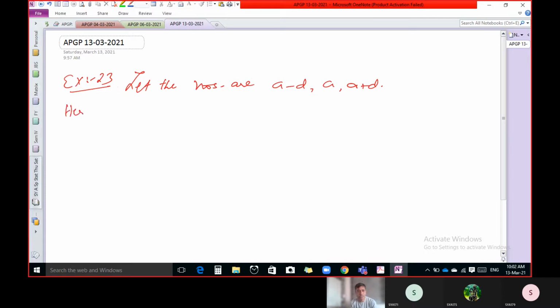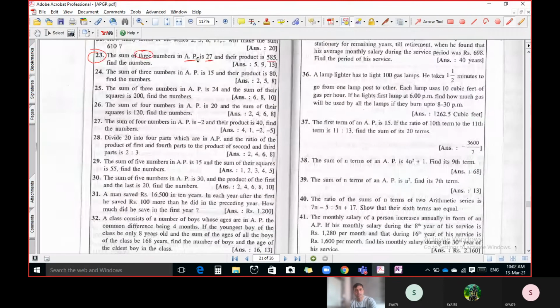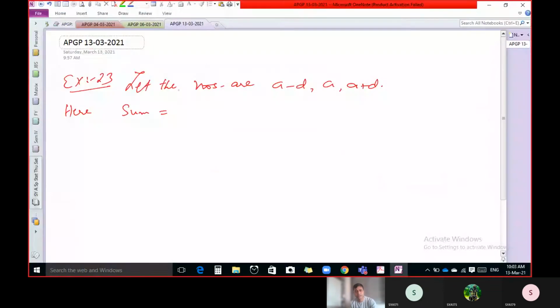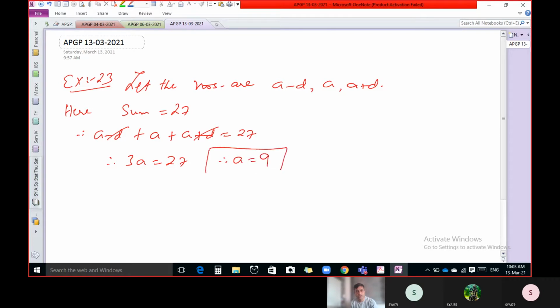Here the sum is given, 27. Therefore a minus d plus a plus a plus d is 27. You can cancel d, so we get 3a equal to 27. So we get a equal to 9. So now one unknown is available, 9.